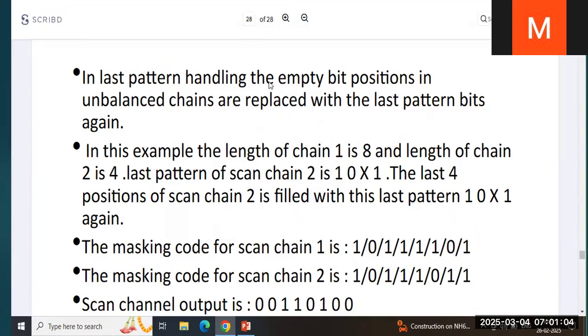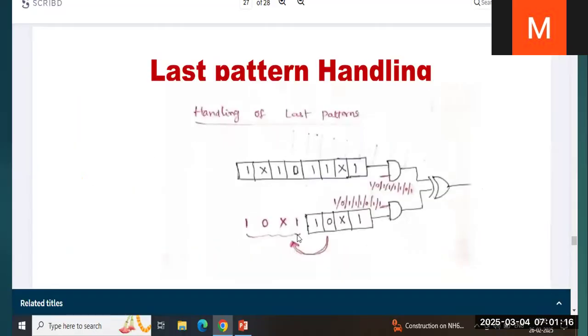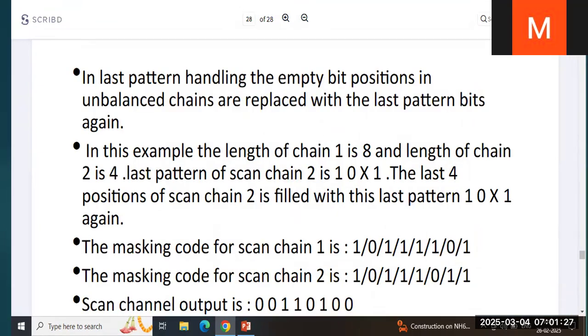Last pattern handling: the empty bit positions in the unbalanced chains are replaced again with the last pattern bits. If you see here, the last pattern bits are 1X01 1X01. So this is handling of the last pattern bits again. In this example, the length has been explained and the masking code for that particular one is also explained.